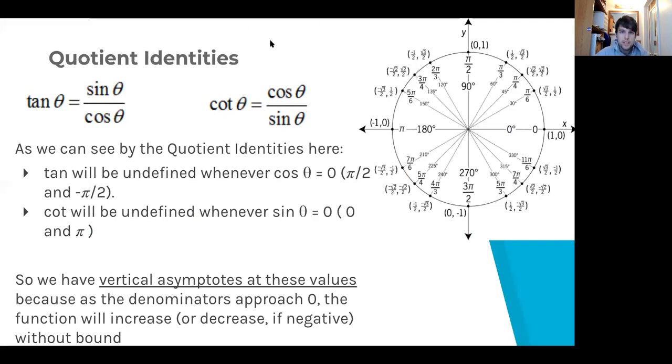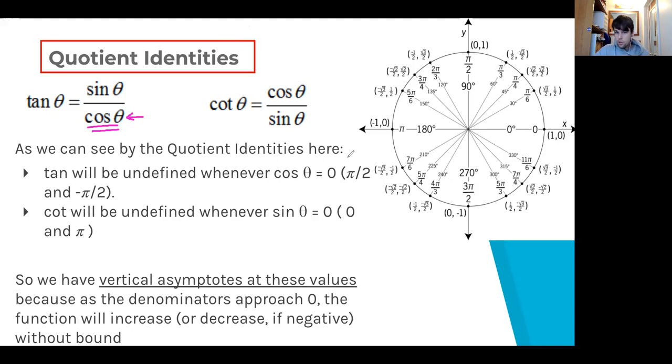So the quotient identities. The quotient identities are going to help us sort of identify where the asymptotes are. So hopefully you remember that tangent can be written as the quotient of sine over cosine, and cotangent can be written as the quotient of cosine over sine. What that does is that actually causes there to be some undefined values, right? Anything that makes cosine equal to 0 would cause tangent to be undefined.